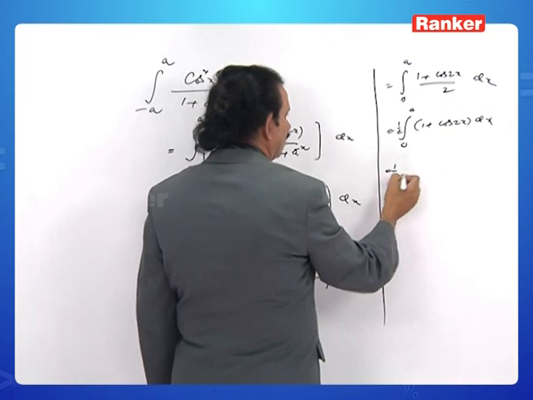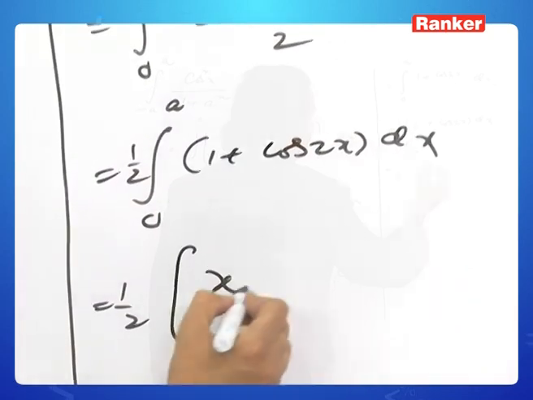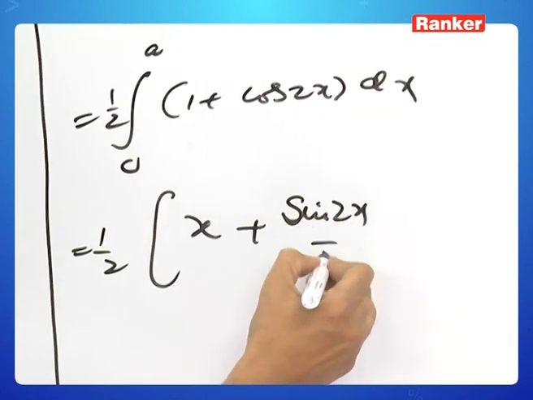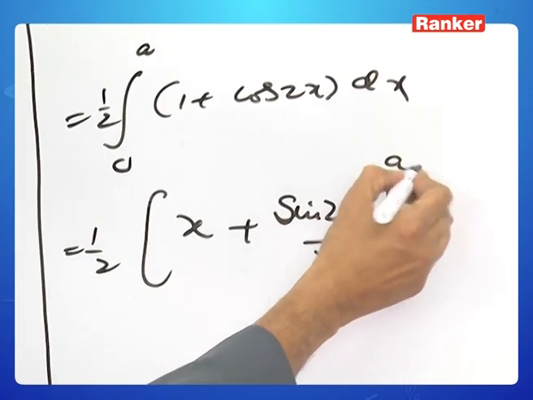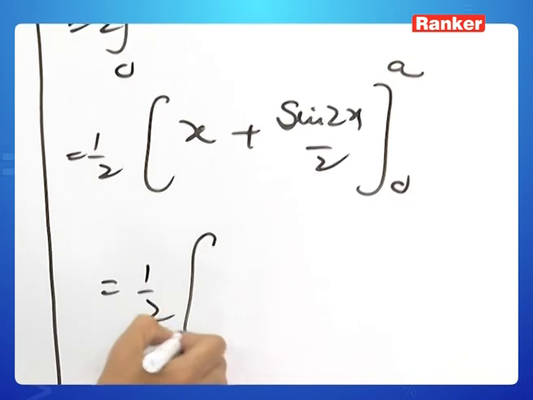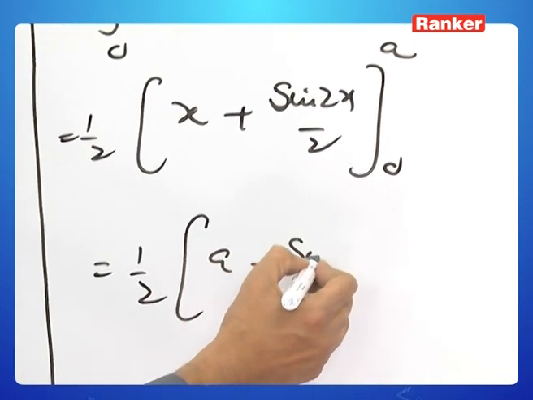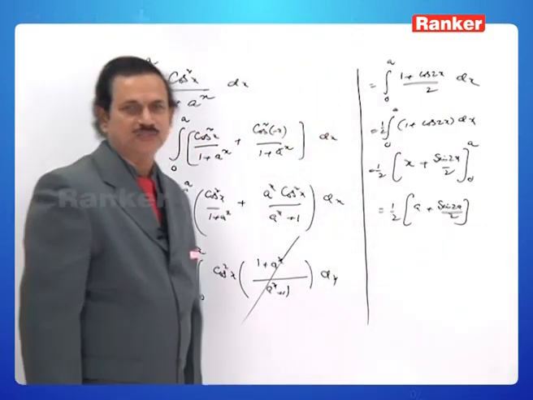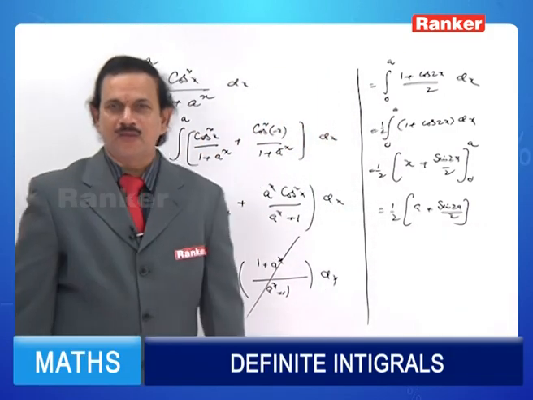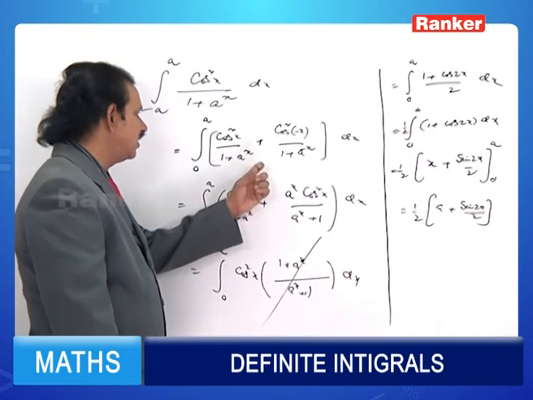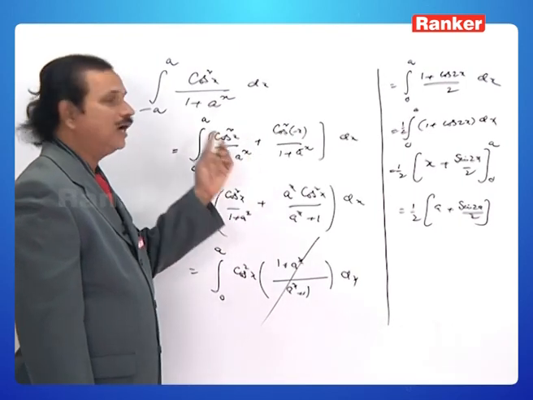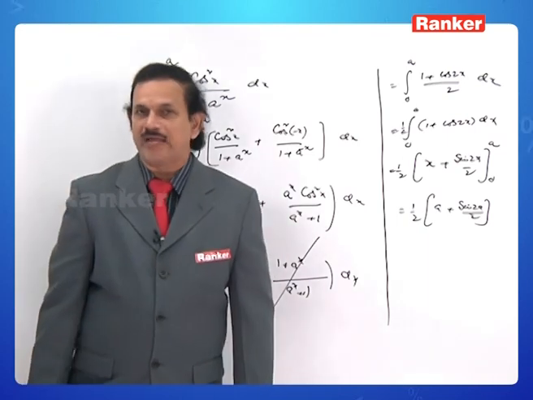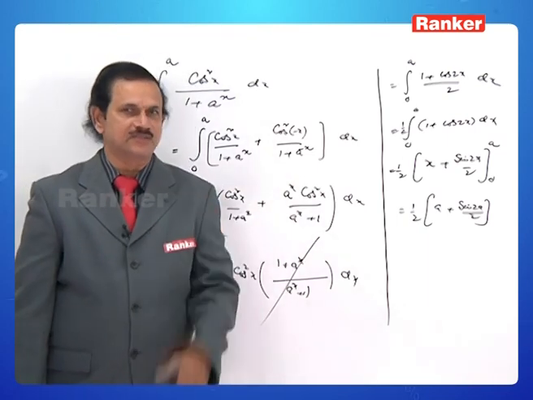That is, what is the integral of 1? x. For cos 2x, sin 2x by 2 between the limits 0 to a, hence it is half into a plus sin 2a by 2. That gives you the answer. That is the answer. So, the crucial part here is making use of the formula integral minus a to a f of x dx is equal to integral 0 to a f of x plus f of minus x dx.